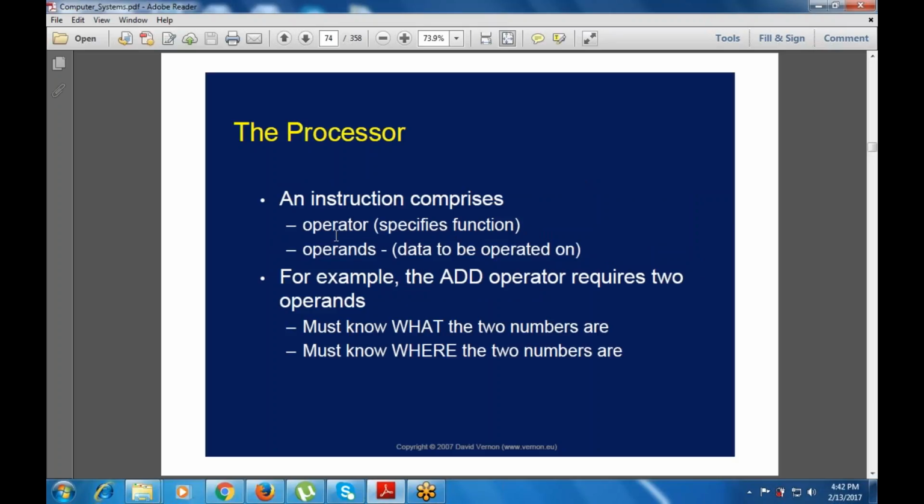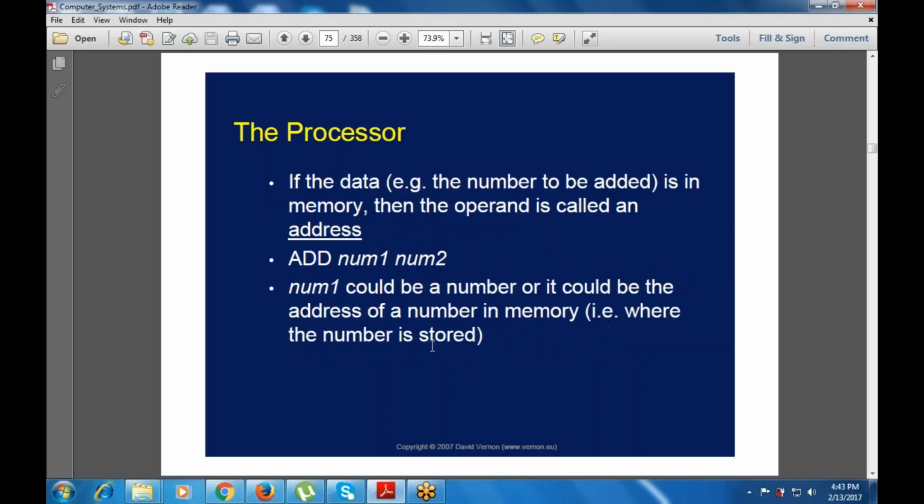And the instruction also comprises the operator and operand, that means the data on which it is operating. For example, if I'm talking about the add operator, it requires two operands: what the two numbers are and where the two numbers are. If the number is to be added in memory, then the operand is known as the address. That means add num1 and num2. And num1 could be a direct number, or it could be the address of a number in memory, that is where the number is stored.